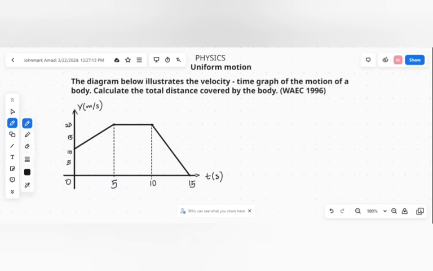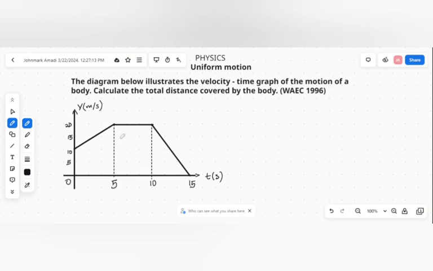Welcome. This is physics under uniform motion. Let's look at this question from WAEC 1996. The question goes: the diagram below illustrates the velocity time graph of the motion of a body. Calculate the total distance covered by the body. So this is the diagram they're talking about.